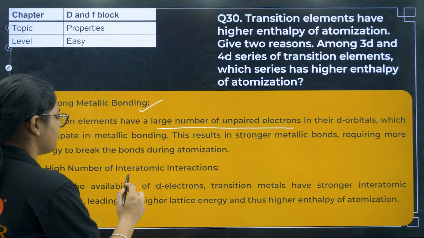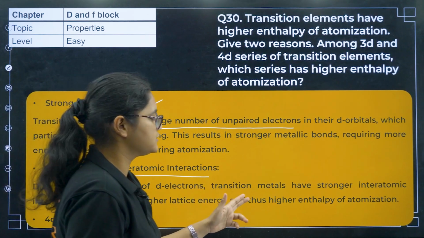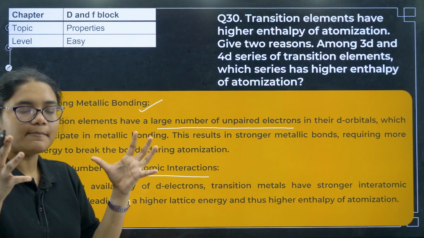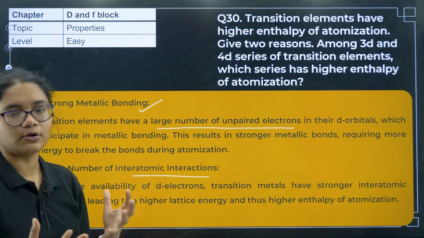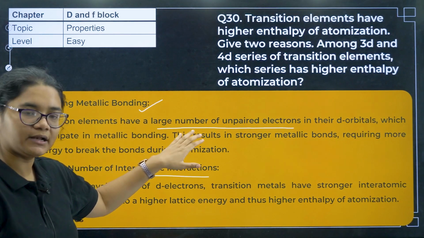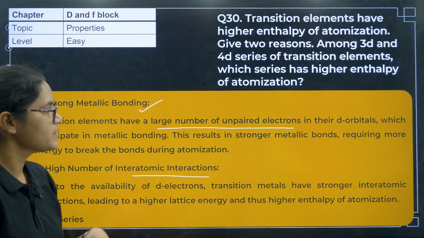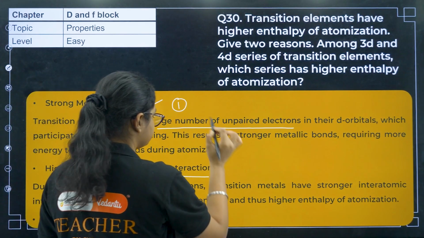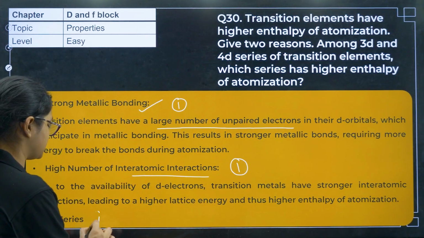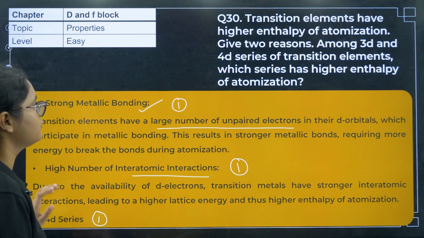Next point is higher number of interatomic interactions. Due to the availability of d electrons, transition metals have stronger interatomic interactions. So there is not only metallic bonding, but there are other interatomic interactions as well. The main thing is metallic bonding, that is due to unpaired electrons, and due to these d electrons there are other interatomic interactions as well. This will carry 1 mark, this will carry 1 mark. Now out of 3d and 4d, which one is having higher enthalpy of atomization? 4d series. So that will give you 1 mark.